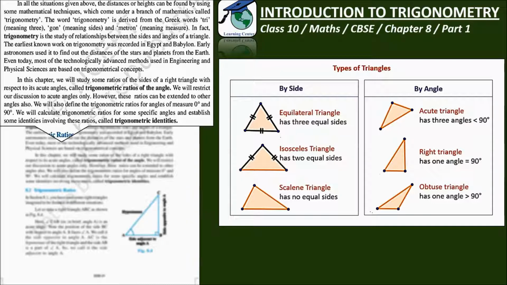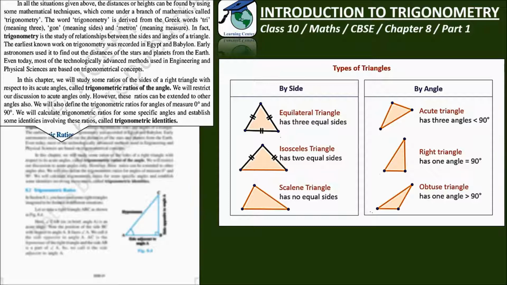Based on angles, again we have 3 types of triangles. First is the acute angle triangle. In this, all the angles are less than 90 degrees. Second, we have the right angle triangle in which one angle is 90 degrees. And third, we have the obtuse angle triangle in which one angle is more than 90 degrees.